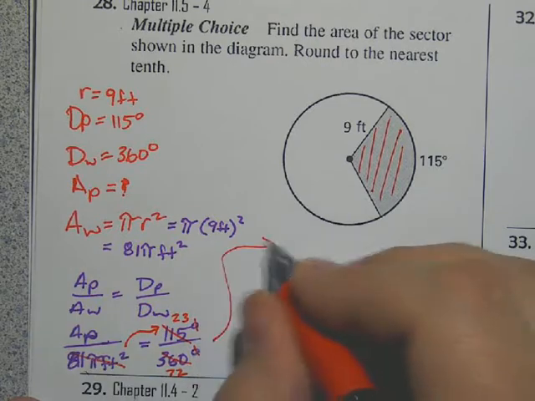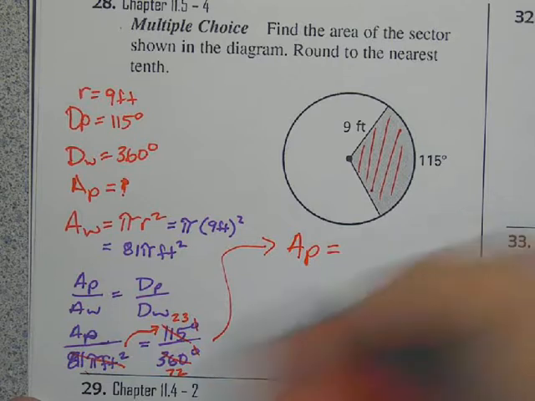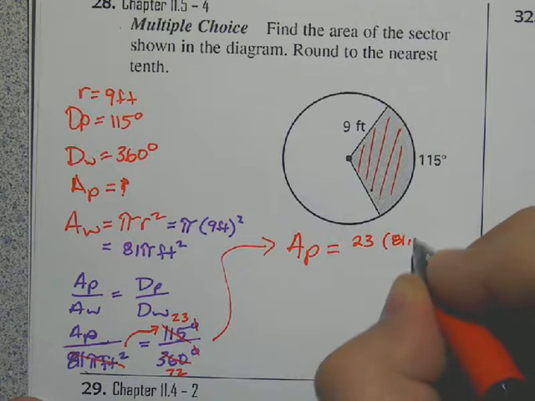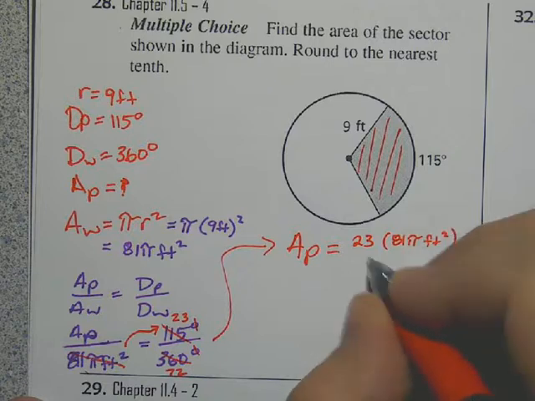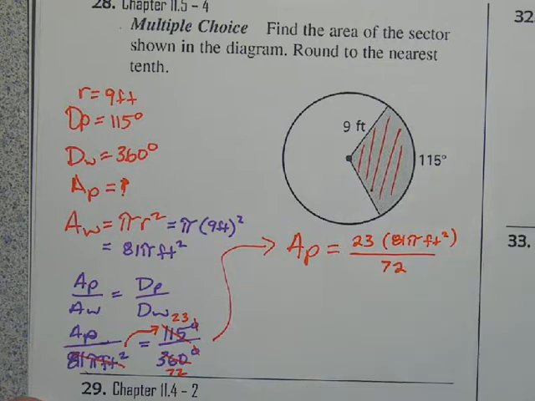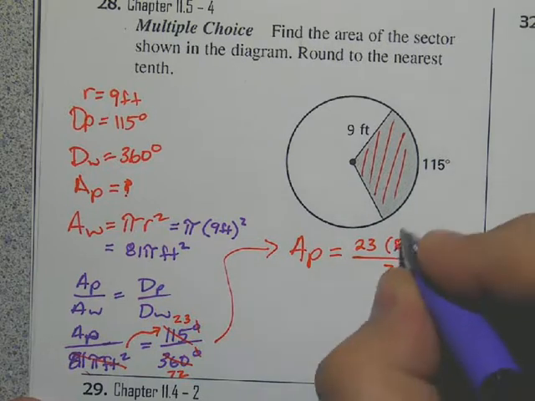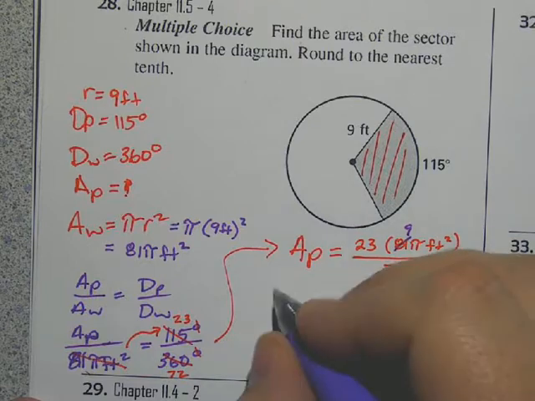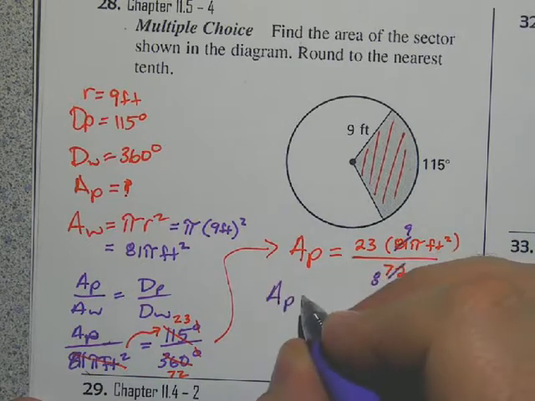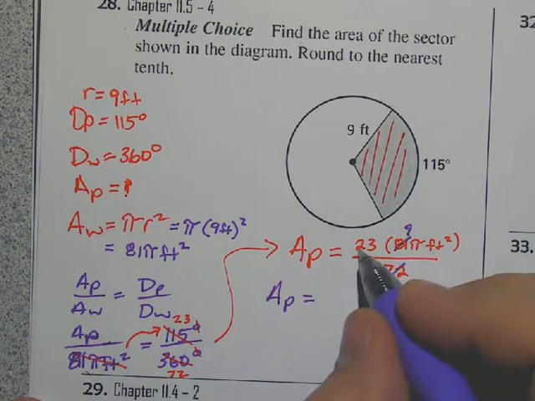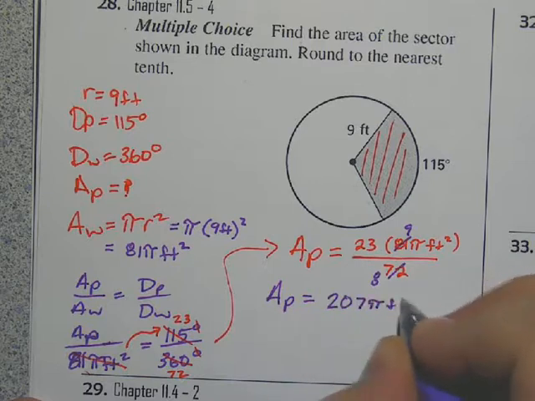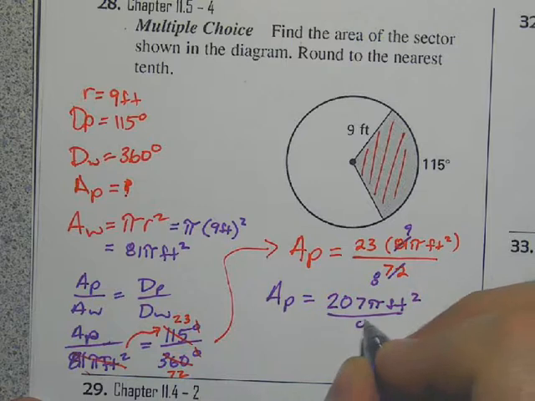So let me start over here. AP, we've moved the 81 pi feet squared up here, so it's 23 times 81 pi feet squared over 72. Now, I know 9 goes into both of these. 9 goes into this 9 times, and into this 8 times. So I can see that the partial area, or the sector area as we call it, is 9 times 23. 9 times 20 is 180. 9 times 3 is 27. So that's 207 pi feet squared divided by 8.